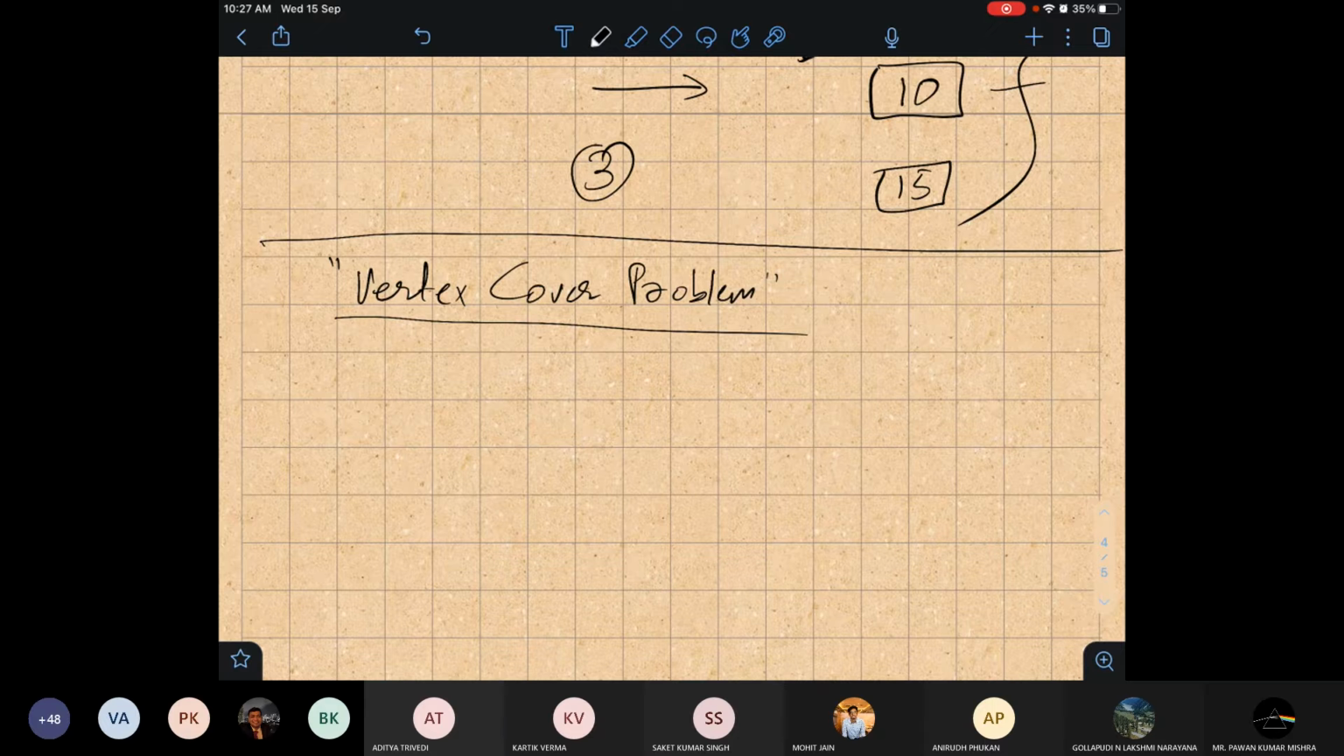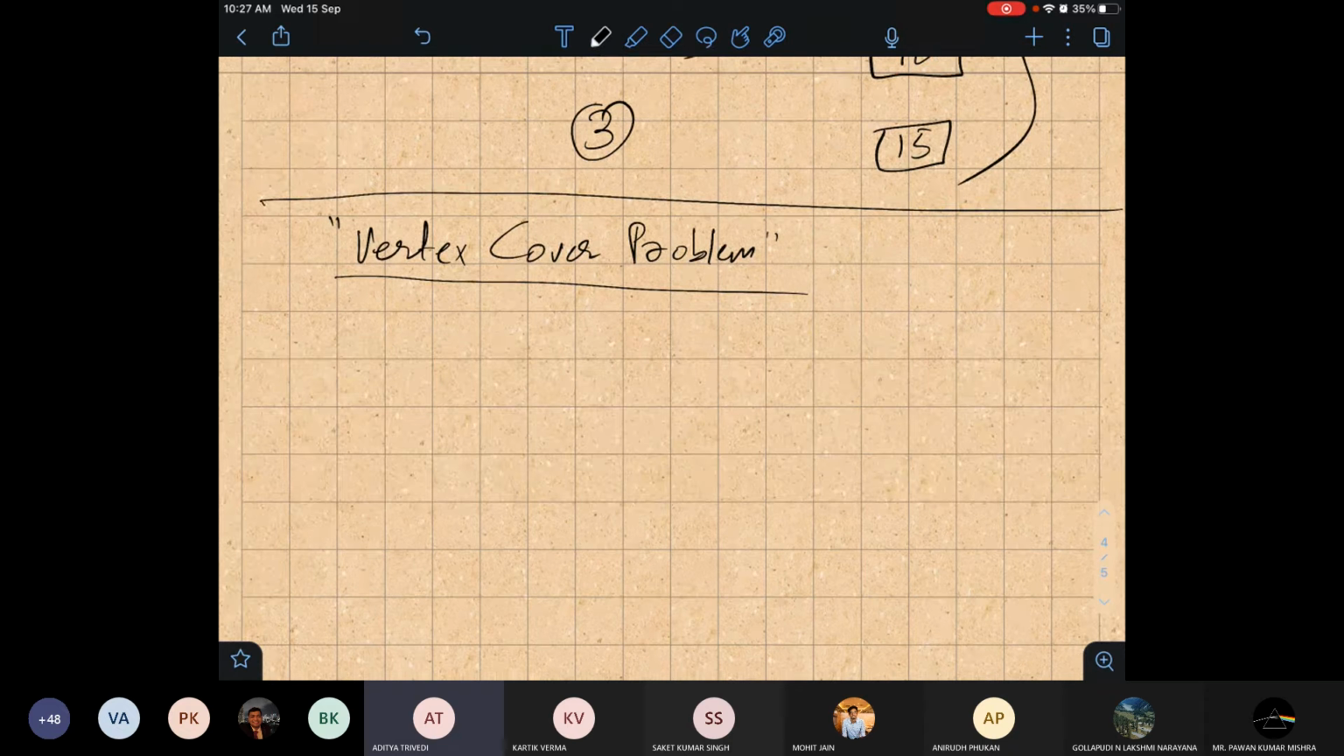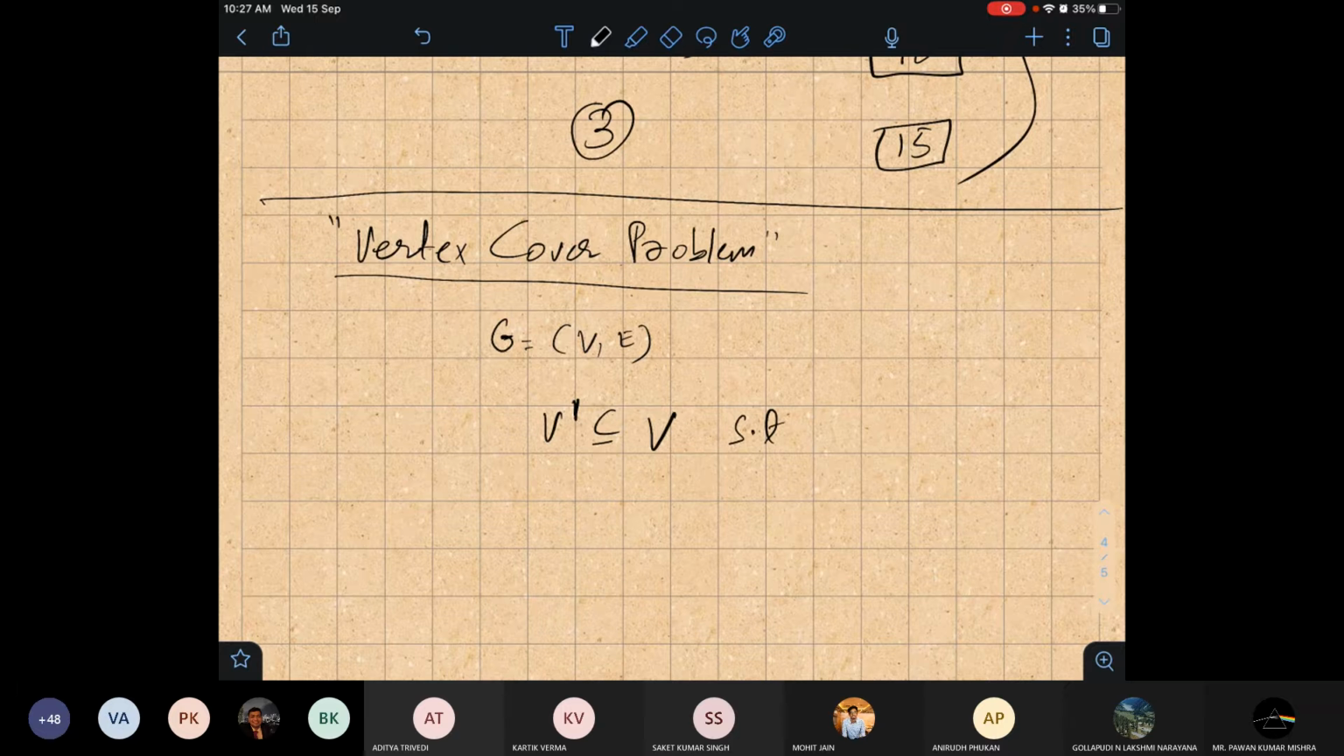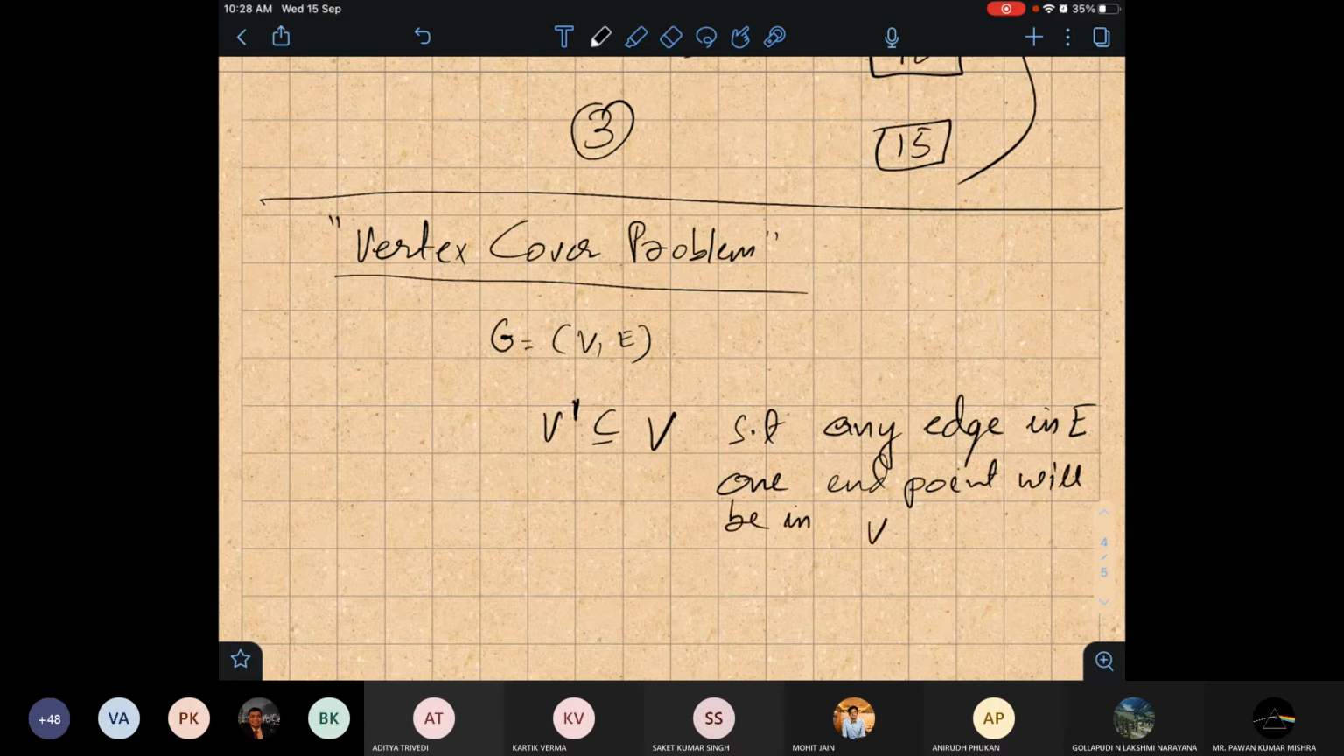Yes, sir. Let me define it. Given a graph, we need to find a set of vertices from V such that if we take any edge in E, one endpoint will be in V dash.